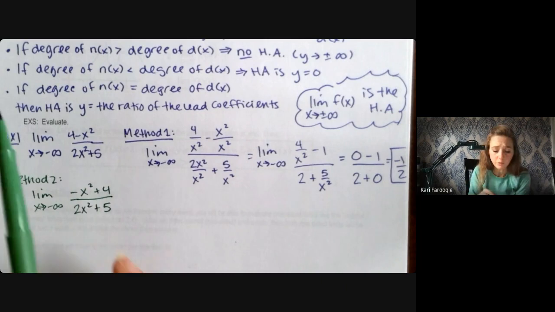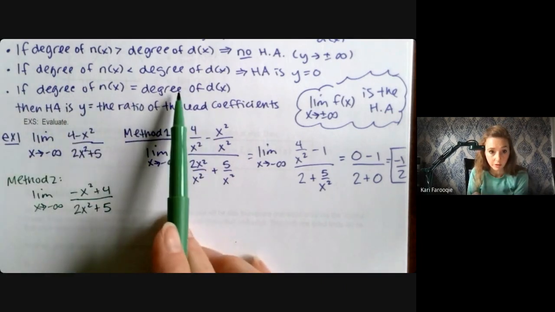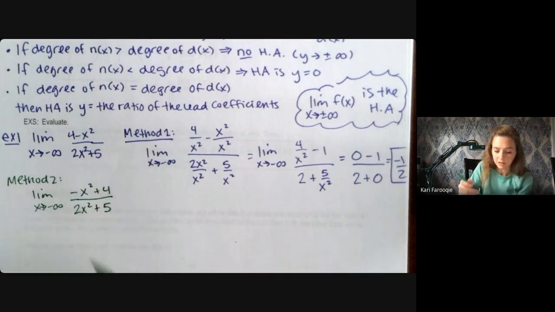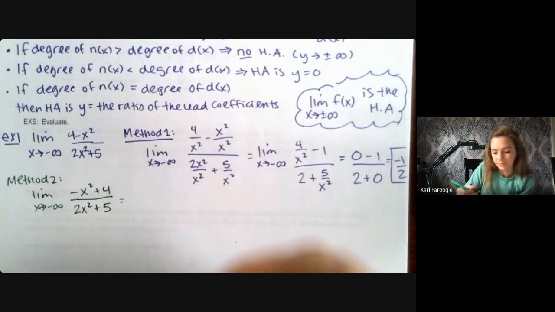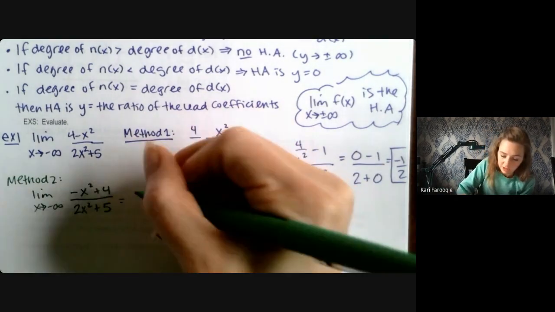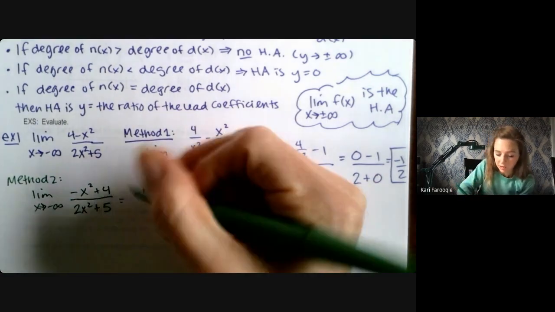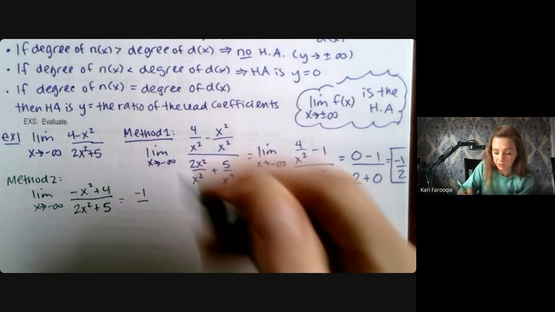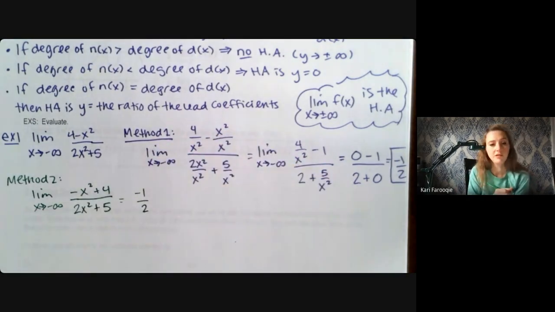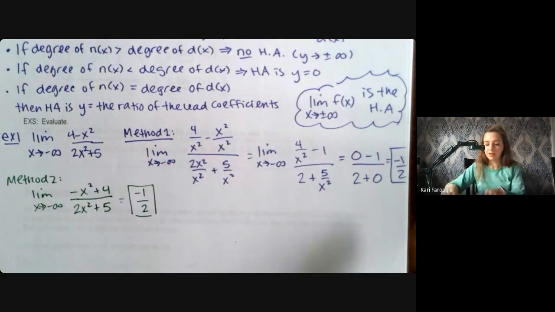The way that this rule works is, as long as the degrees in the numerator and denominator are the same, then the limit is going to be y equals the ratio of the lead coefficients. Well, we don't really need the y when we talk about the limit, but you can just take negative 1, which is the coefficient on the lead term in the numerator, and divide it by 2, which is the coefficient of the lead term in the denominator. Done. Same answer, 2 different ways.